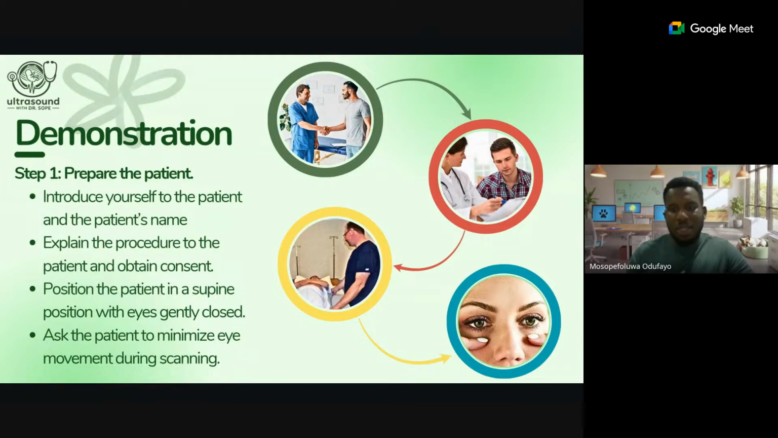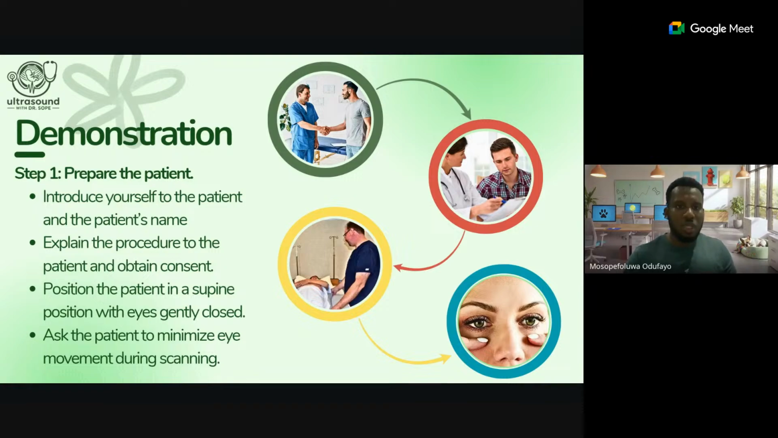Then ask the patient to minimize eye movement during the scanning, except if it is required. Those are the things you need to do. Now, remember, in this point of care setting, we are assuming that we will be using our linear probe, because the specific ocular B probe that has the A mode and the B mode will not be available in most clinical settings.